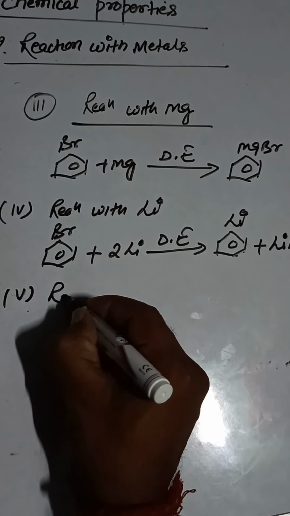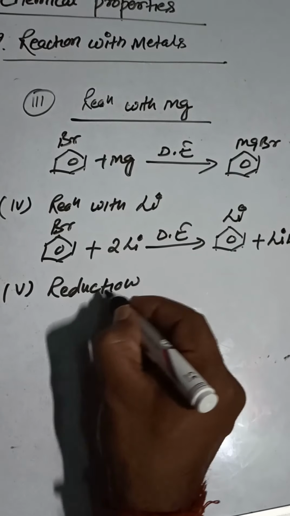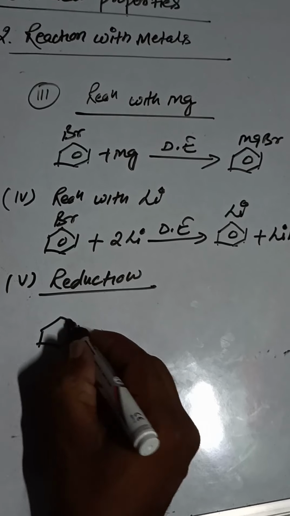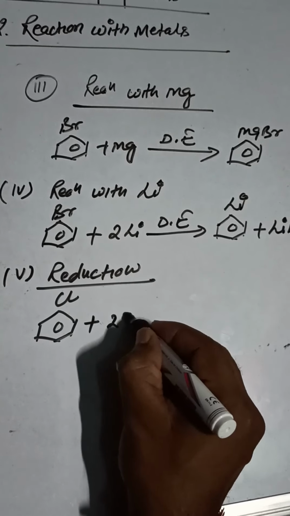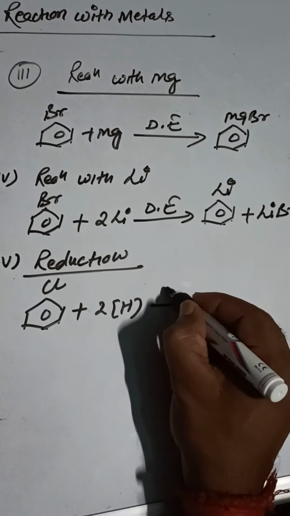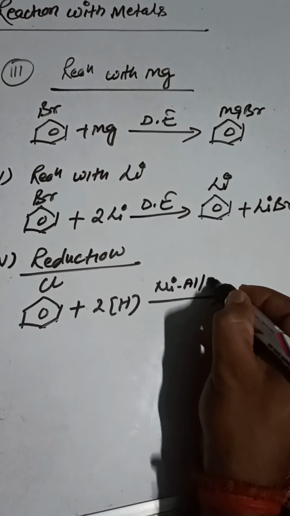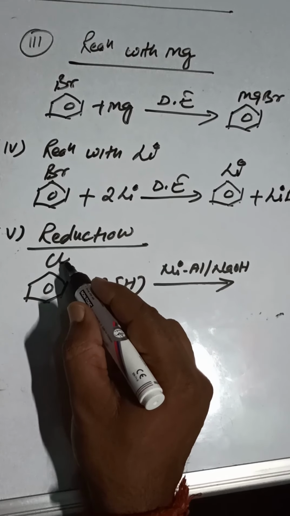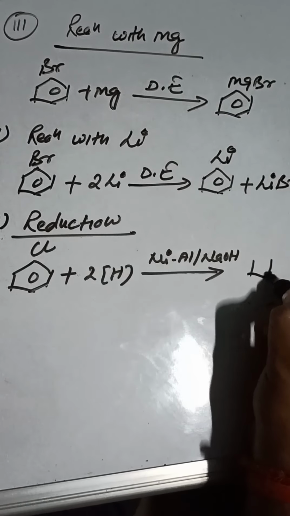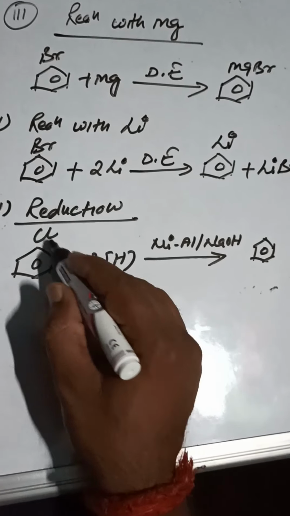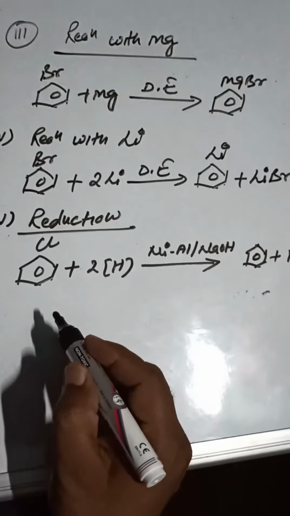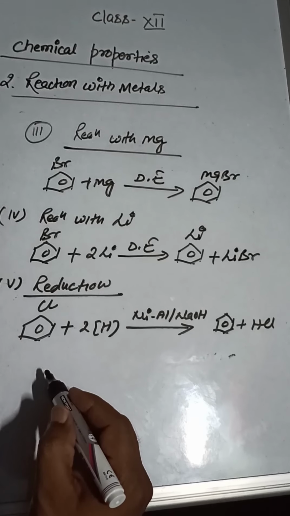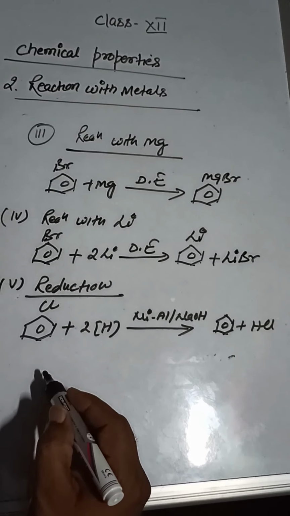The fifth one is reduction. What about reduction? When haloarenes undergo reduction with nascent hydrogen in the presence of Ni-Al and NaOH as a reducing agent, then what will happen? The removal of the electronegative atom takes place, the chlorine is substituted by hydrogen to give benzene, and HCl is obtained. So this is the reduction. Whenever reduction takes place, the haloarenes convert into benzene.